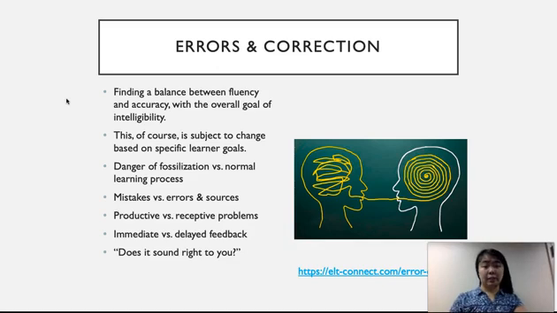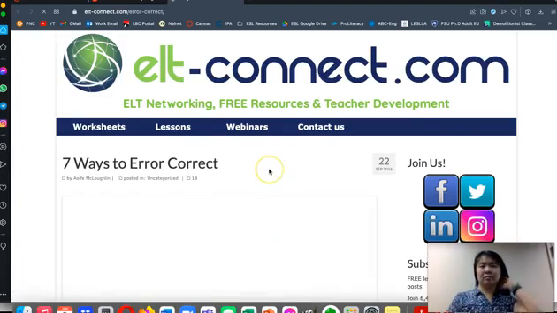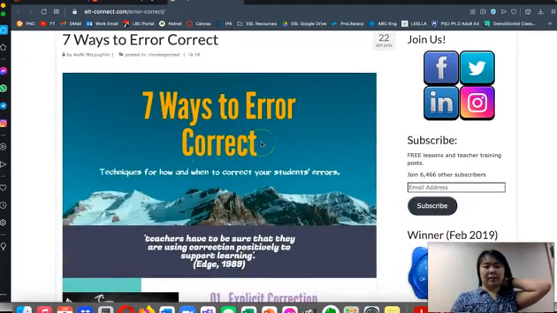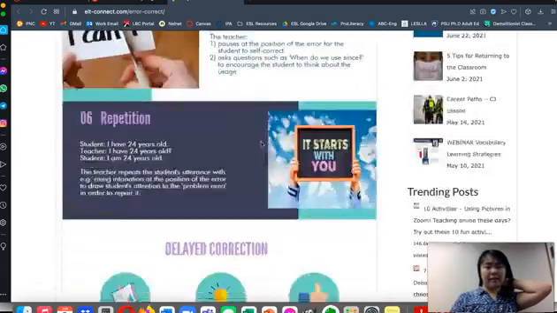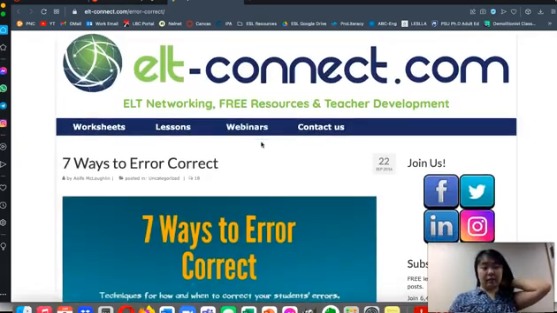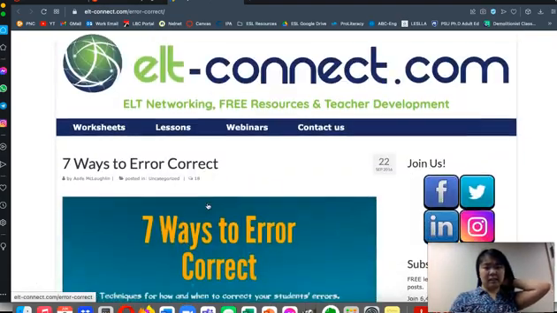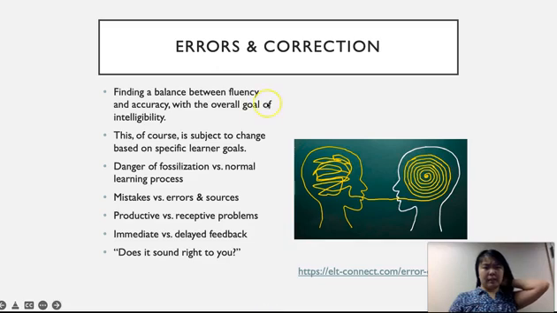So, errors and correction, this is a bit of a longer section. Here, maybe I'll click on it. Here's a good site that goes over different ways to correct errors, a bit more than what I have on my PowerPoint. If you want to check it out, it looks like the site has a lot of good articles and lessons. So it is listed there for you.